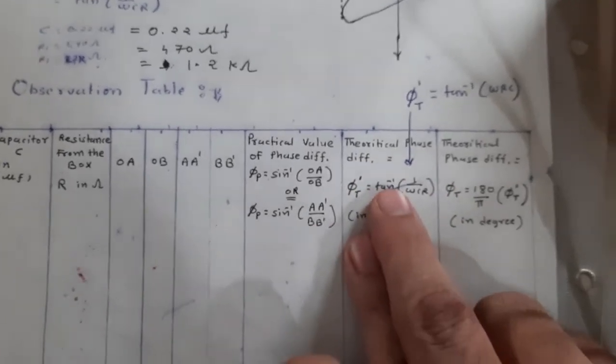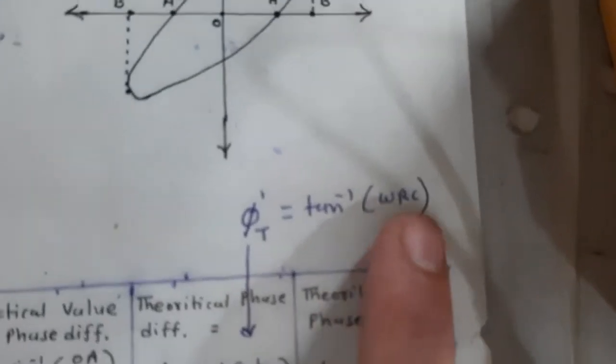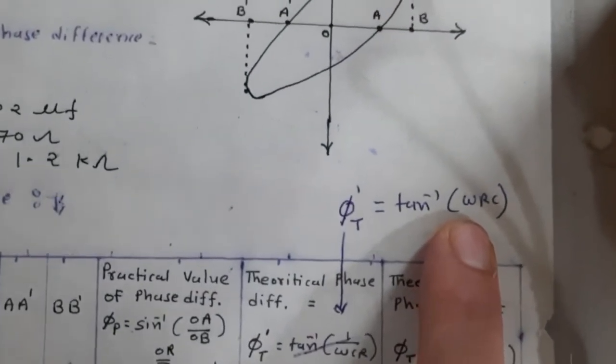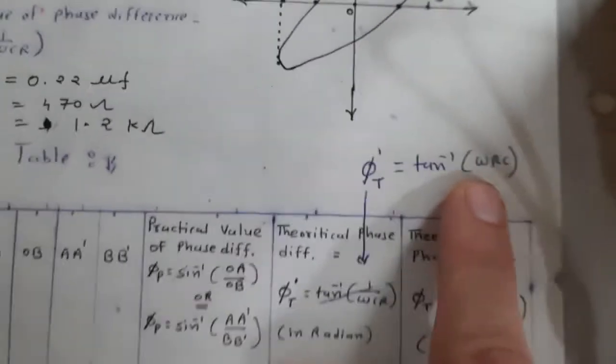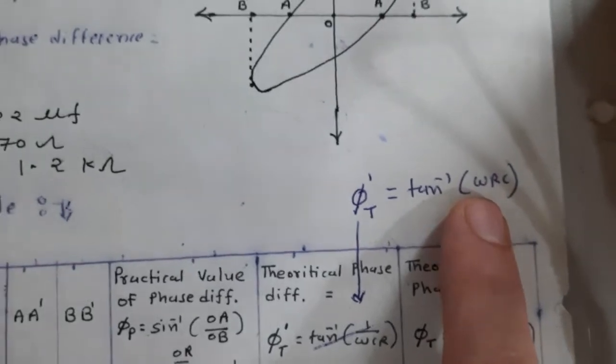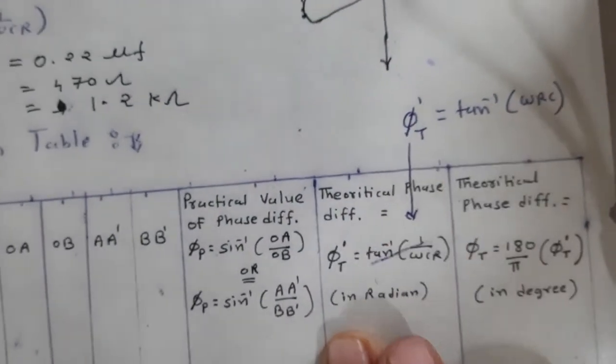There is a change in the equation for the theoretical value: phi is equal to tan inverse of omega R C. What is your omega? 2 pi F. You know pi, and for F we select the frequency 50 Hertz. R, this is your R, and C, this is your C. So in this way, find out the theoretical value of the phase.